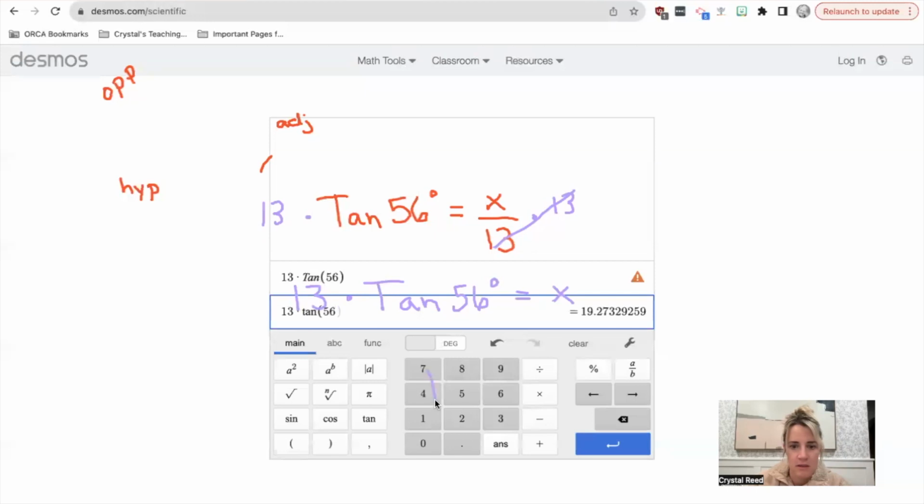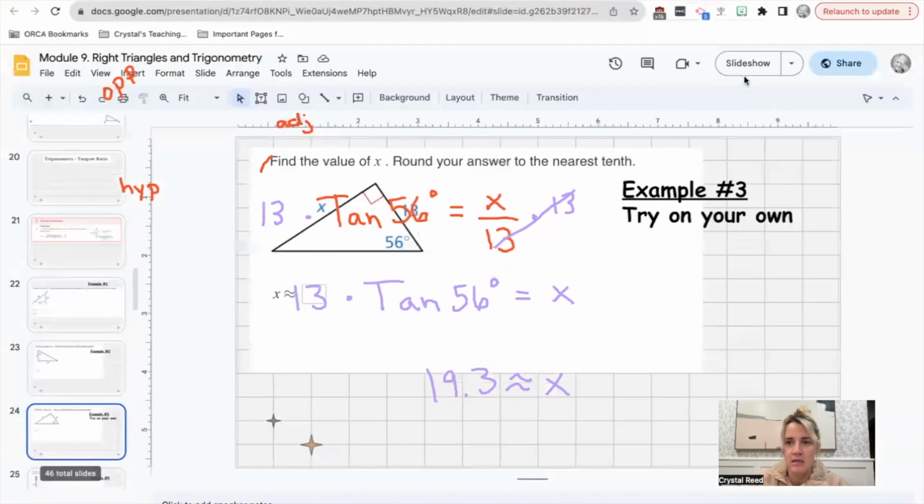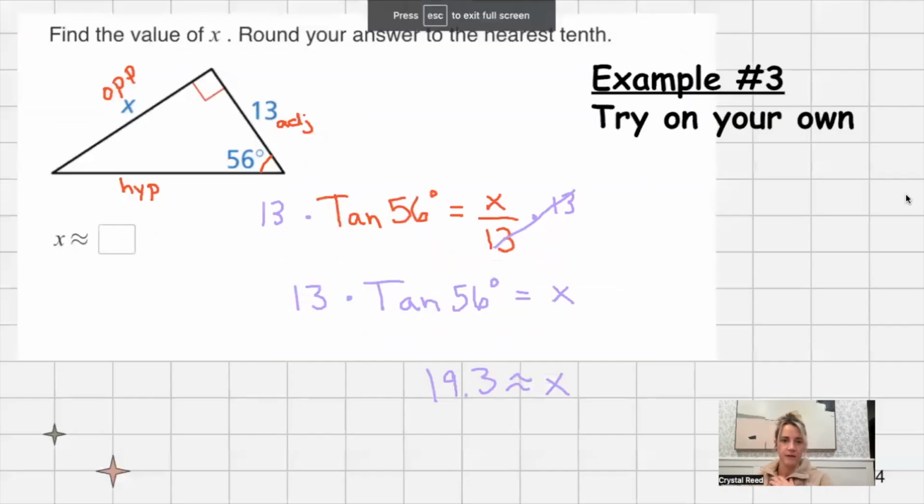So 19.3 is approximately X. We'll go ahead and go back to our slides. And that's our approximation, 19.3.